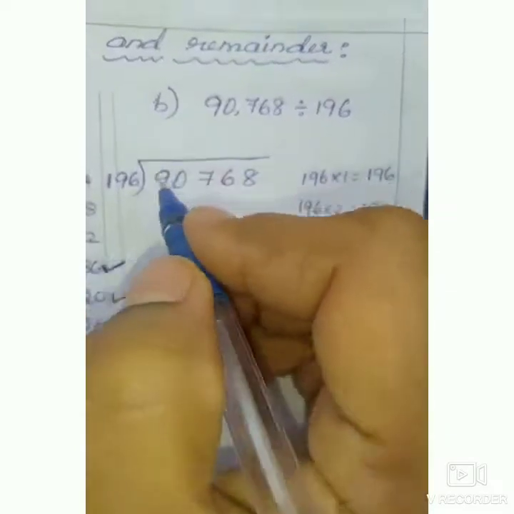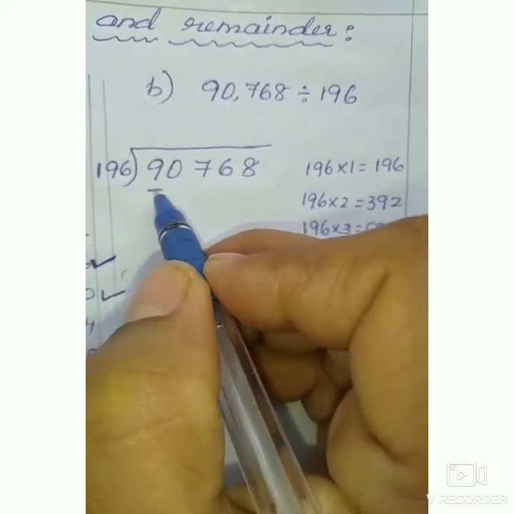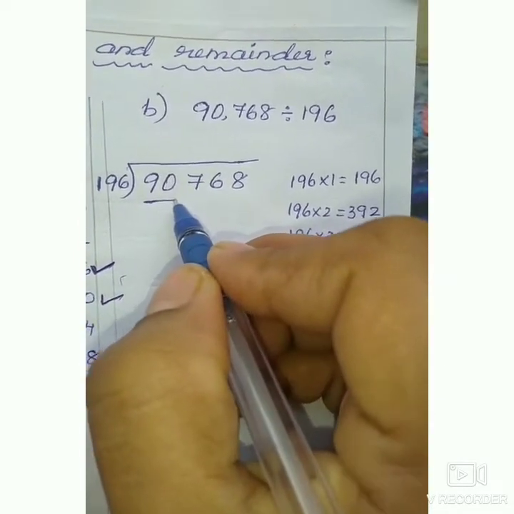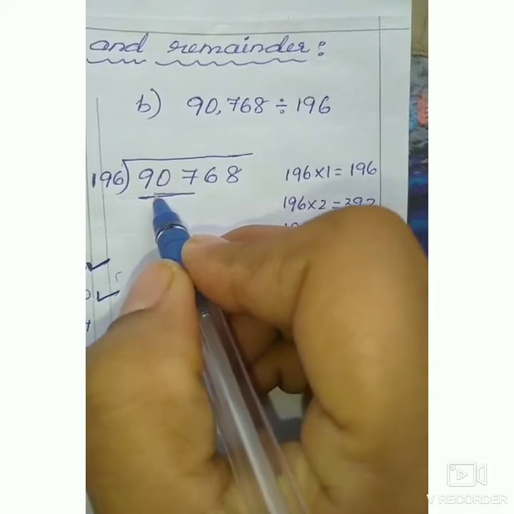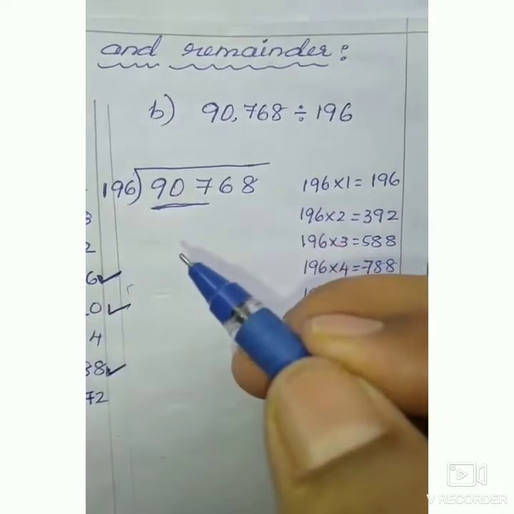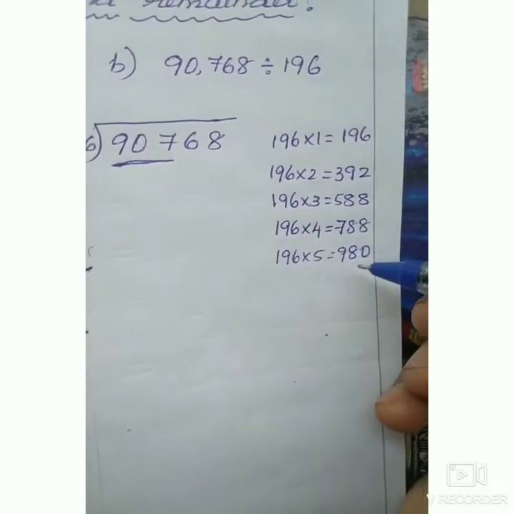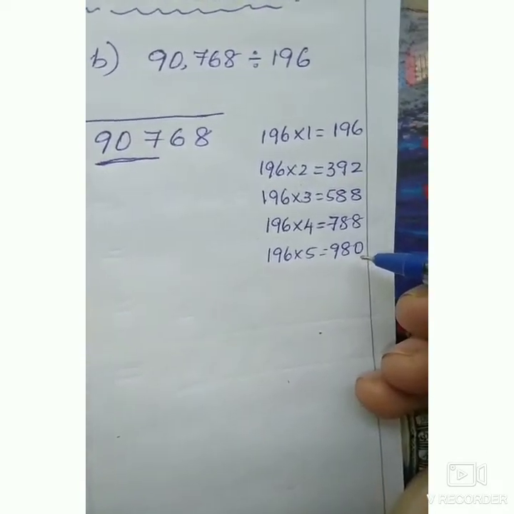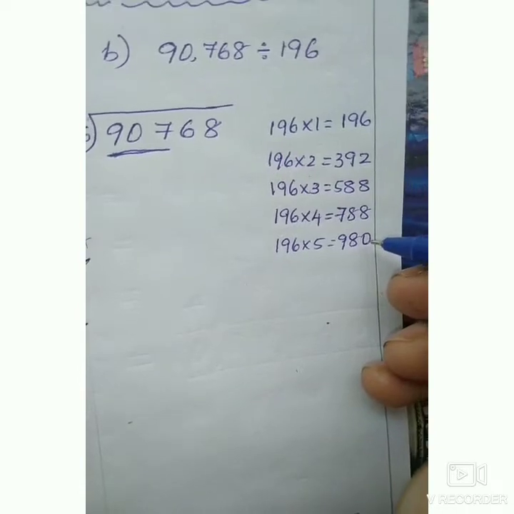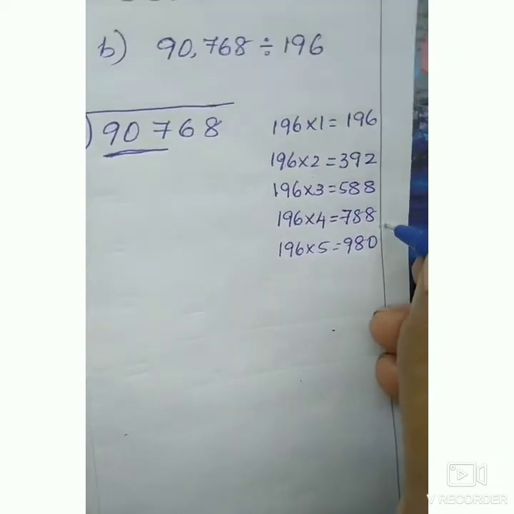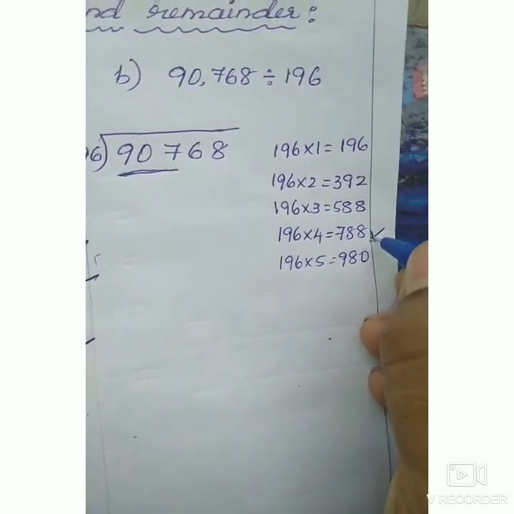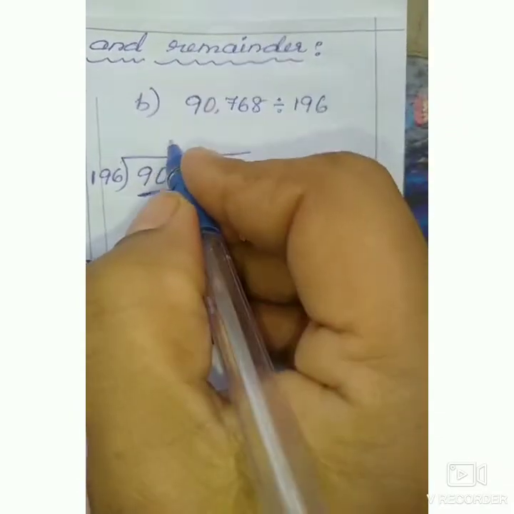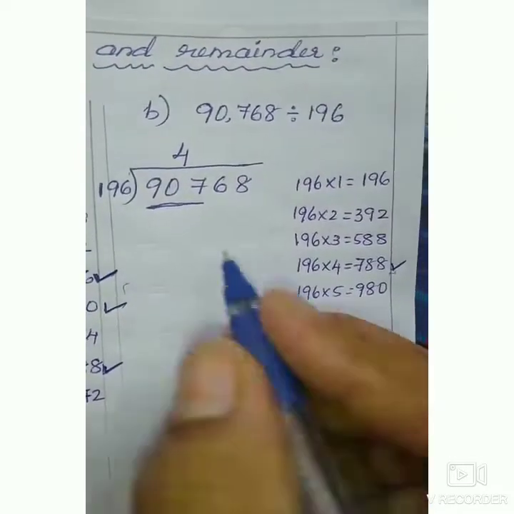So here if I take a 9, you will not get 9 in the 196 table. So if I take 2 digit, not possible. If I take 3 digit, this will be greater than 196. So you can search your table. Where is 907? No, again there is no 907. So take the immediate less than 907. That is 788. 196 4s are, what you will get?